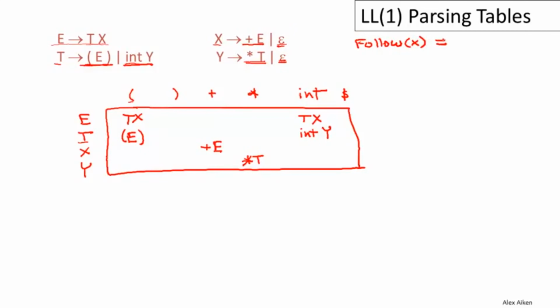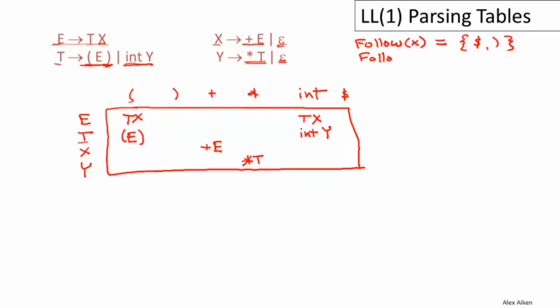So what was in the follow of X? Well, we had to look at where X was used in the grammar. X was used there. It appears at the right-hand side of the production, so it would be things that were in the follow of E. What was in the follow of E? Well, E is the start symbol, so dollar is in the follow of E, and close paren is in the follow of E.